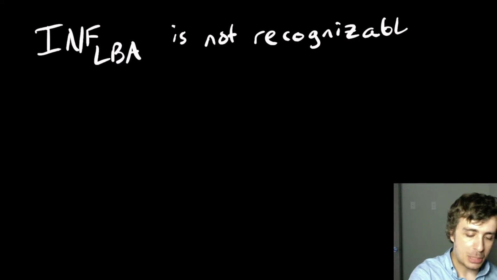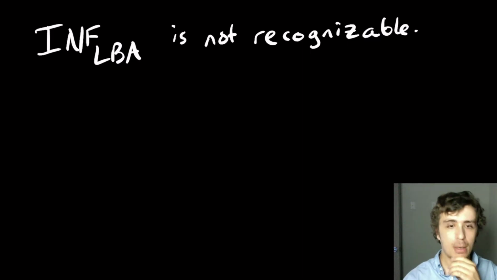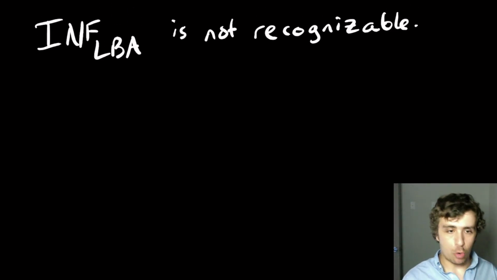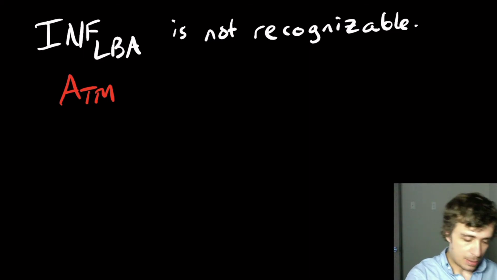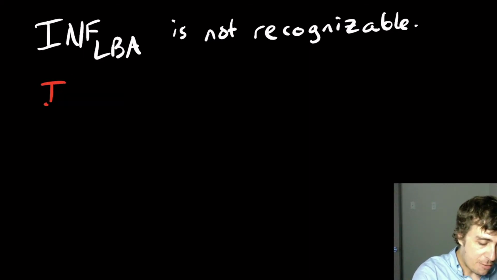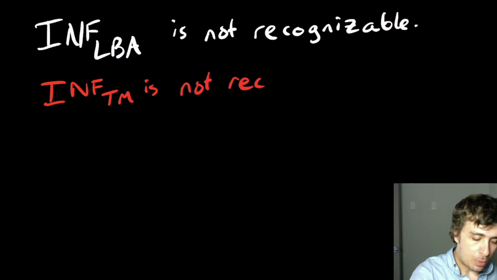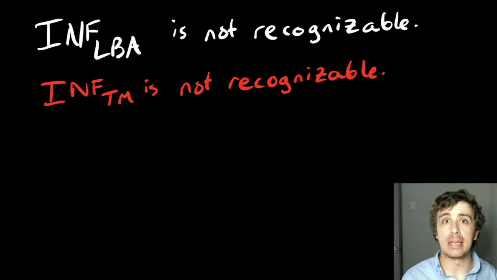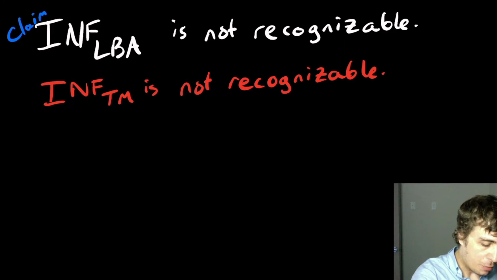It is not possible to even recognize whether or not an LBA has an infinite language. Okay, so it's actually a quite simple proof. We know that the infinite TM problem is not recognizable either. So the problem of asking whether or not a Turing machine has an infinite language is not recognizable. This is the claim, I have not proven this. We're going to assume this.